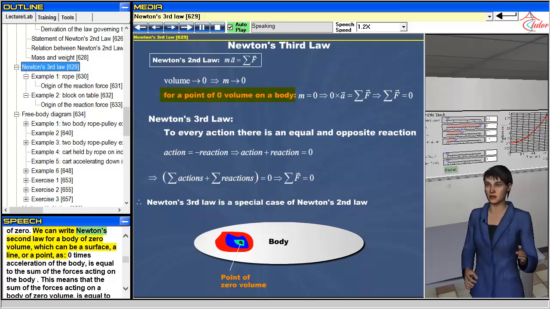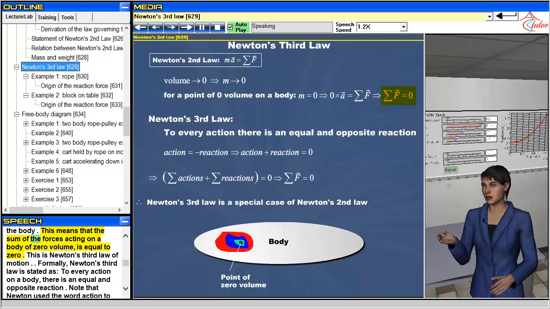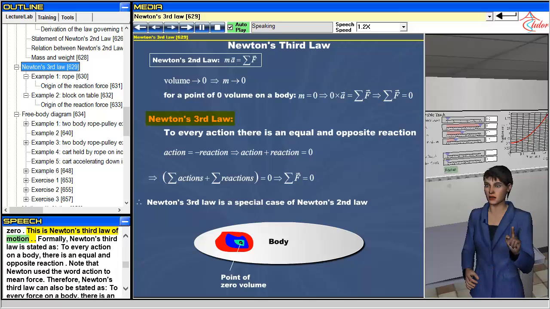We can write Newton's second law for a body of zero volume, which can be a surface, a line, or a point, as 0 times acceleration of the body is equal to the sum of the forces acting on the body. This means that the sum of the forces acting on a body of zero volume is equal to zero. This is Newton's third law of motion.